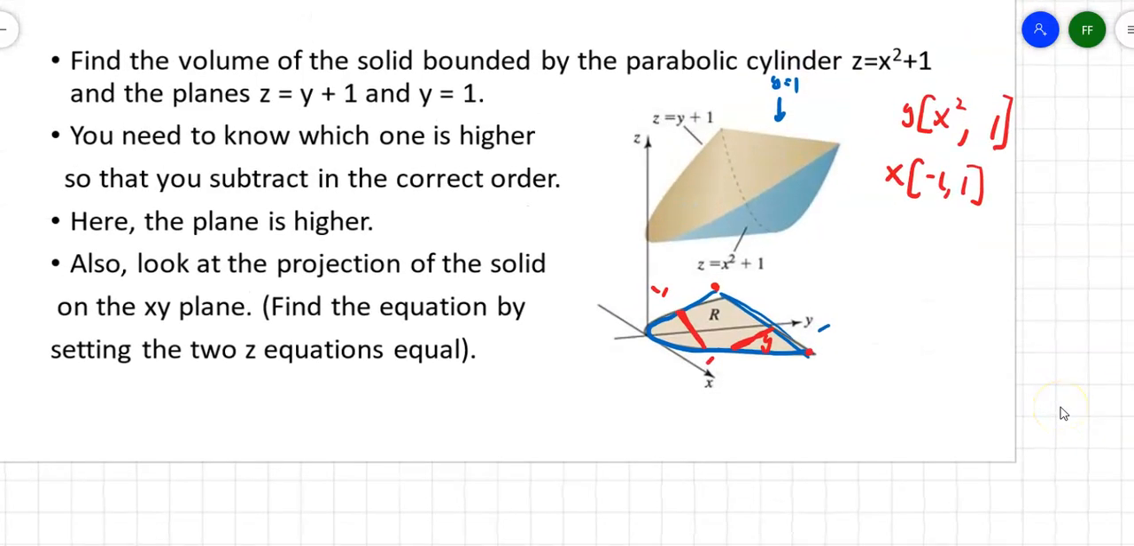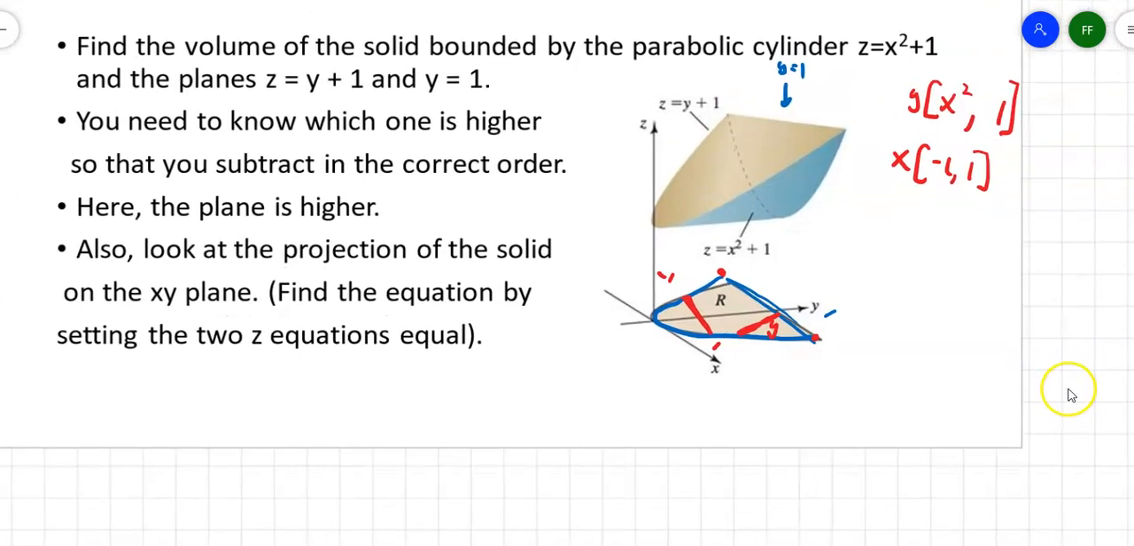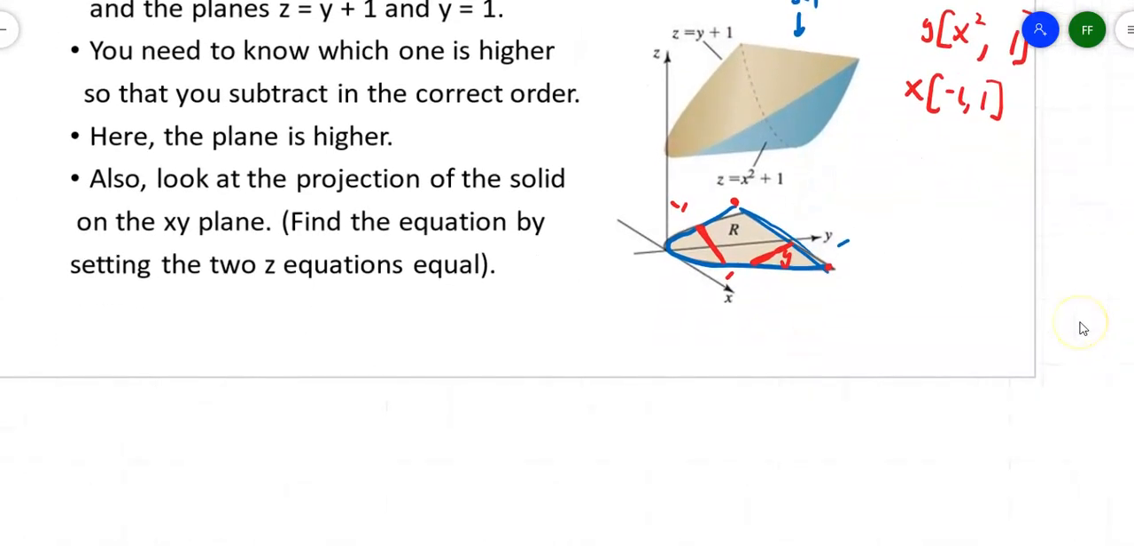So the top one is y plus 1. The bottom is x squared plus 1. So the top one we said was y plus 1. The bottom we said was x squared plus 1. We're going to do a double integral with respect to y first. And lower limit is x squared, upper limit is 1. The x's go from -1 to +1.